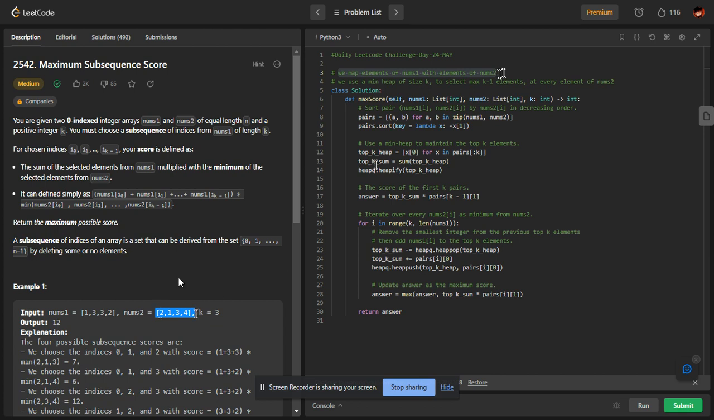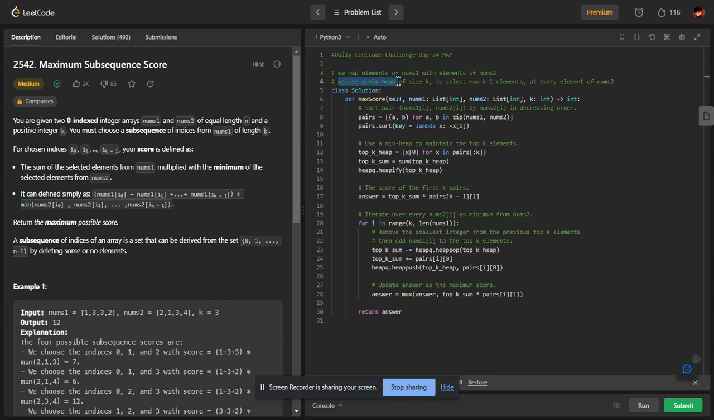One more difficulty coming here is that they are mapped. Every element in this is mapped to the corresponding element in this. If I sort this, I may lose that connection. So first I have to map the elements of nums1 with the elements of nums2, then I will sort it. That's what we are doing here. And then we will come to this.